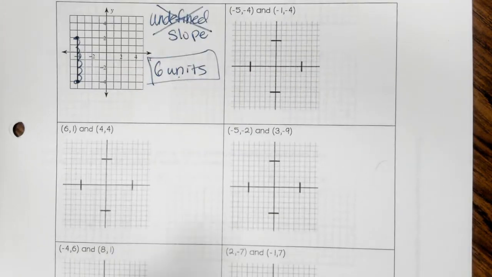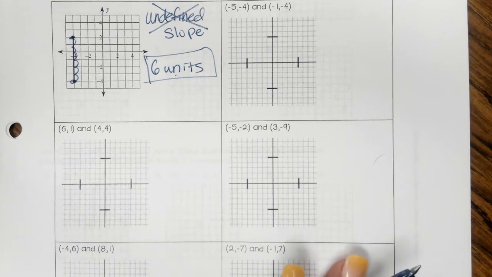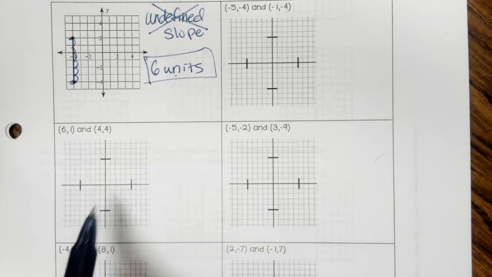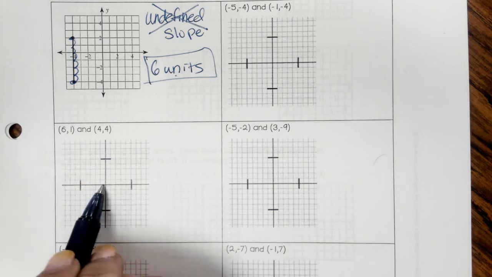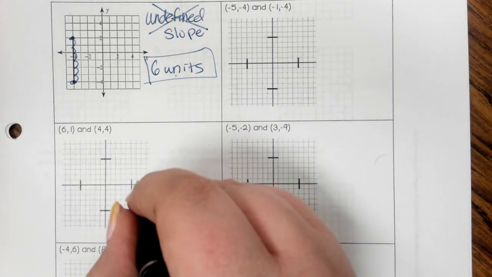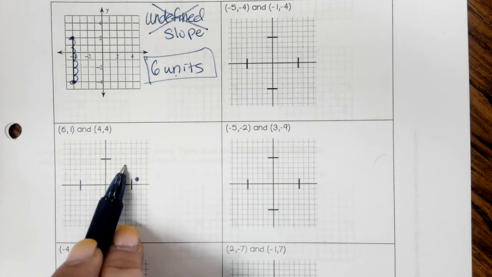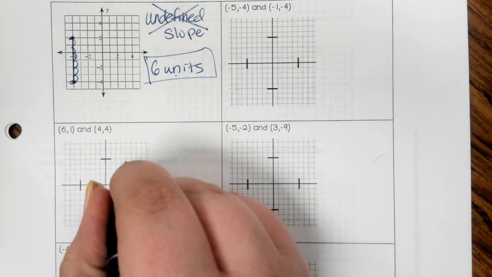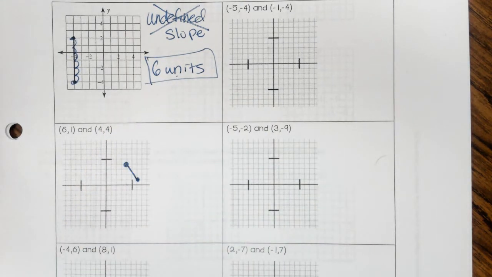Now let's look at the one right below that. I want to find the distance between (6, 1) and (4, 4). So first I should probably plot those on my graph here. These bold lines represent 5, so I know that 6 is going to go 1 after that. (6, 1). And then 4 is 1 before that. So I'm finding the distance between those 2 points. I've connected my 2 dots, my 2 coordinates.